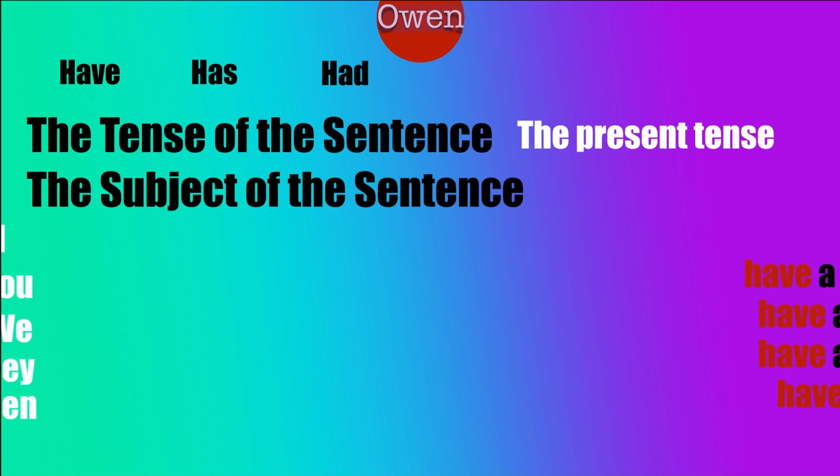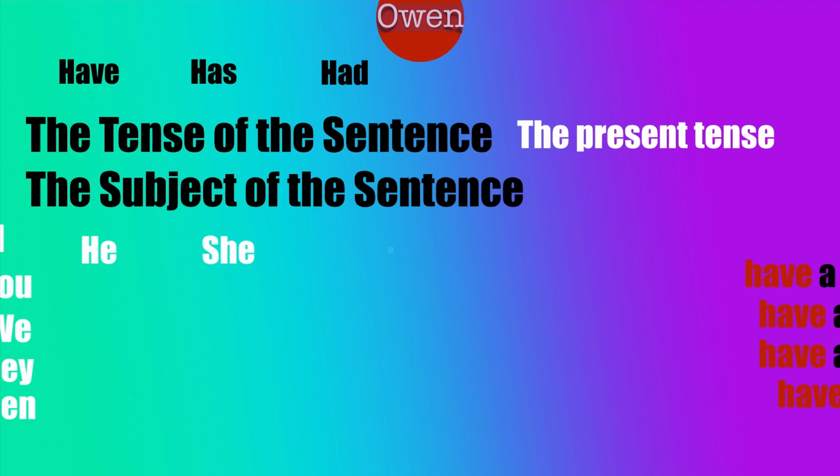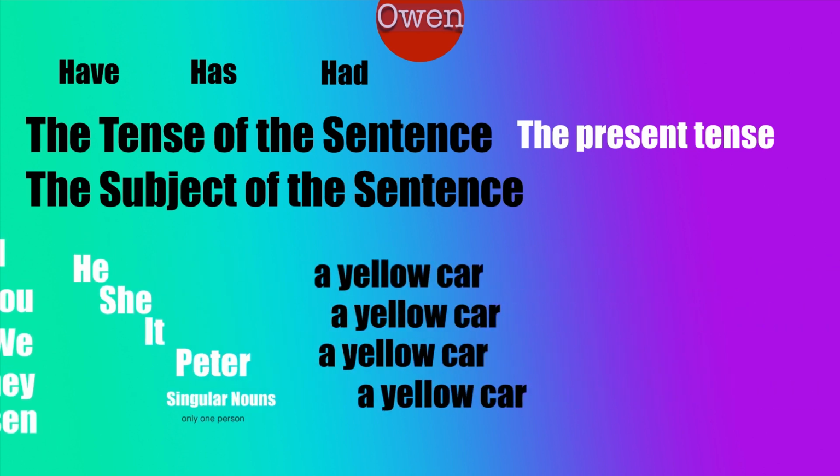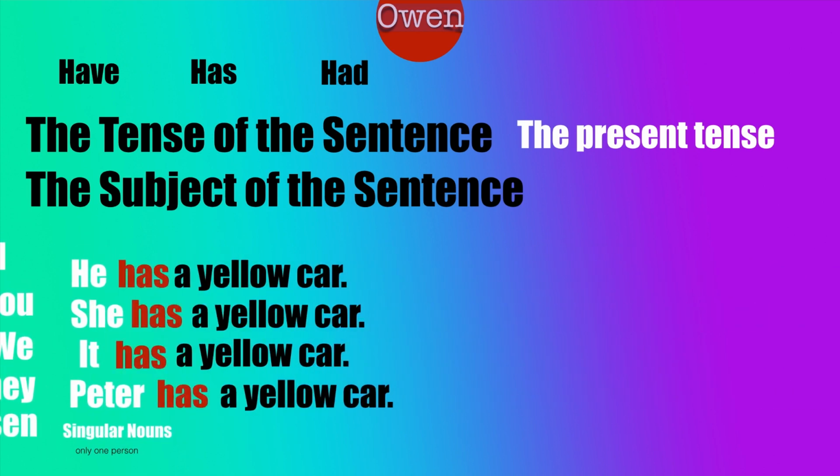Now, if the subject of the sentence is he, she, it, or any singular nouns, what is a singular noun? It means only one person. So we take Peter as an example here. Remember, this is still in the present tense. So we use has. So you can say, he has a yellow car, she has a yellow car, it has a yellow car, Peter, as a singular noun, has a yellow car.